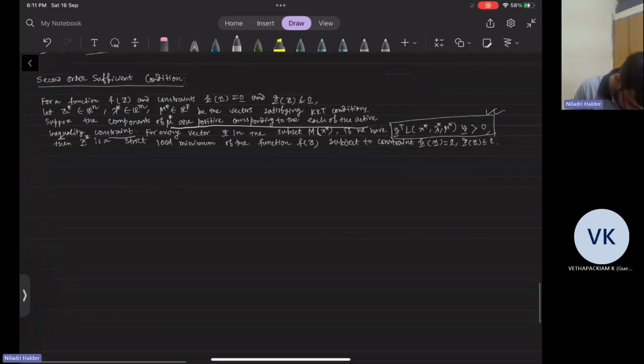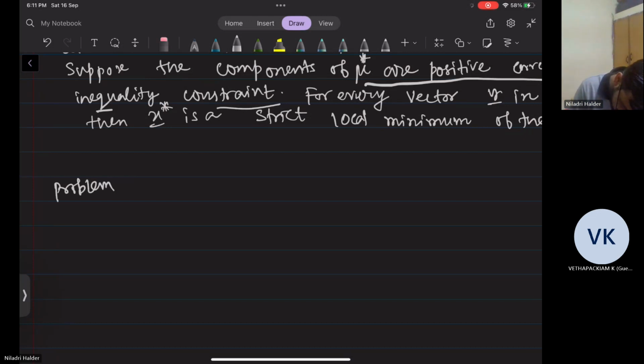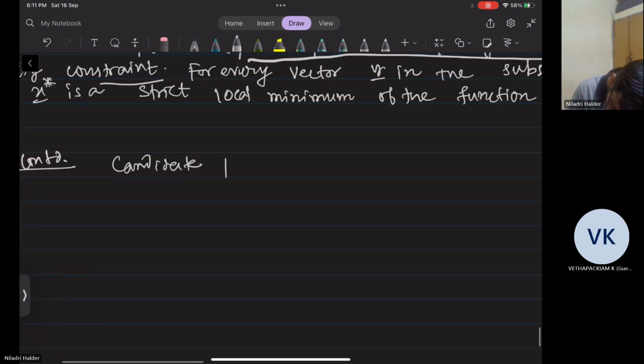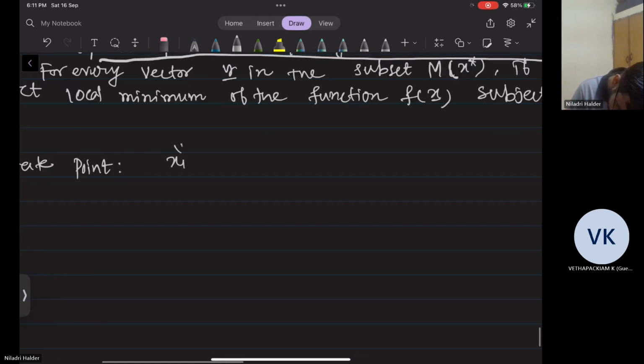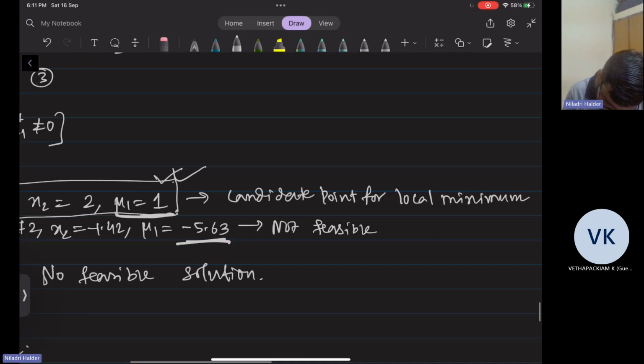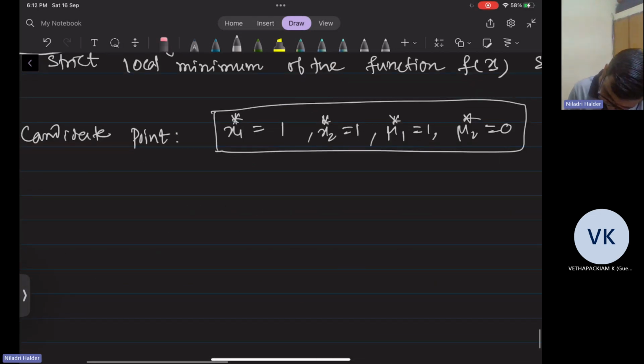So the candidate point was, so candidate point. X2 is 2 or 1? 2, 2. X2 is 2, not 1.